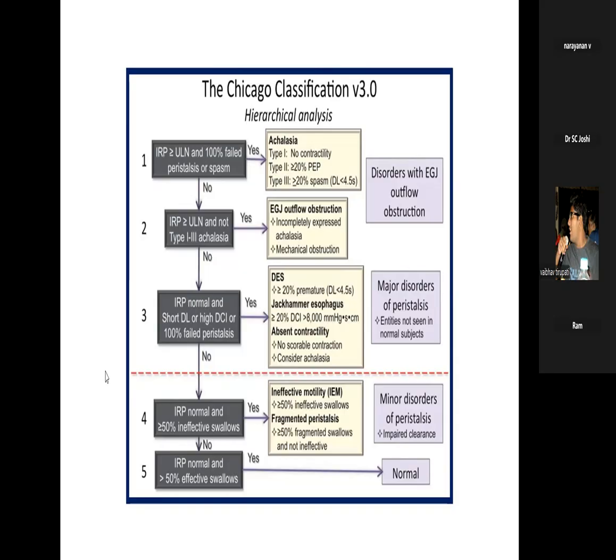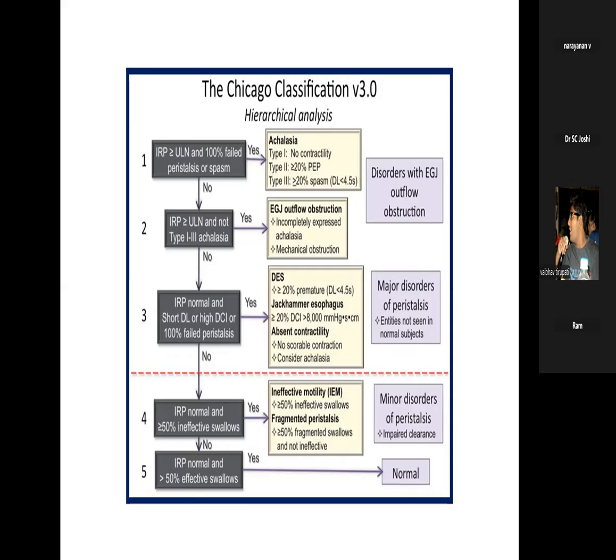And then we had a group of patients whose IRP was normal, but their DCI was low in at least 50% of swallows. We call them ineffective esophageal motility. In addition to that, there was another group of people who had a normal looking DCI, but they had a large peristaltic break, greater than 5 centimeters. We call them fragmented peristalsis. These were called minor disorders of peristalsis, suggestive of impaired clearance, which can be found in healthy people also. And then anything else was thought to be normal. So we got used to this.